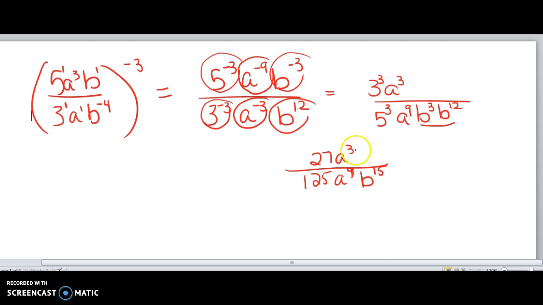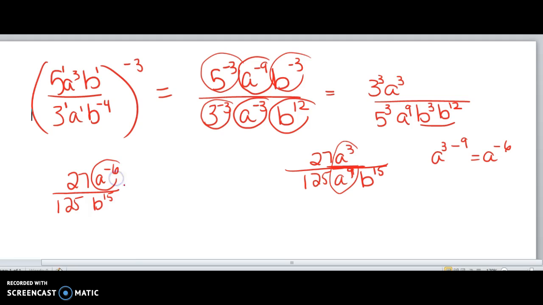And then right here, we're combining these. We have 3 minus 9. The reason we're subtracting is because you're dividing, so you subtract the exponent. So this gives you a to the negative 6. So we have 27, a to the negative 6 over 125, b15.